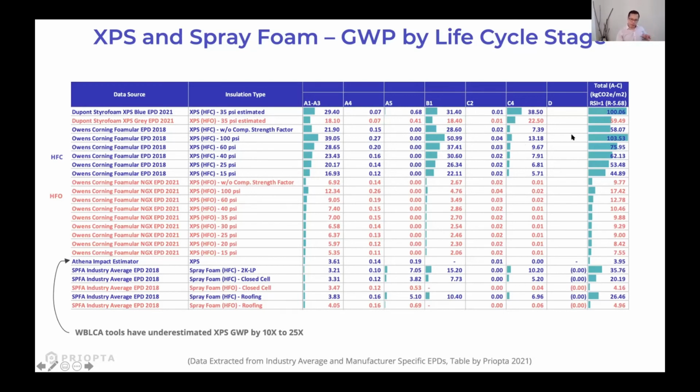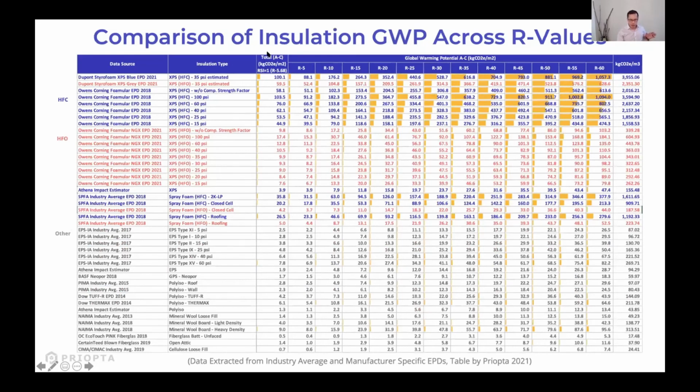So this is breaking it down across the different life cycle stages. The next chart I'm going to show is a summary at different R values. So this is looking at module A to C, totaling it all up, and at different R values from R5 to R60. In the context of XPS, it's like R5 per inch, so that's 1 inch of insulation all the way to 12 inches of insulation. And I'm showing it not just for XPS and spray foam, but also for EPS at different compressive strengths, polyiso, mineral wool, fiberglass, and cellulose down here.